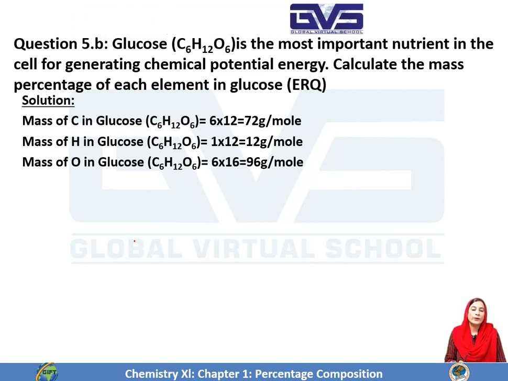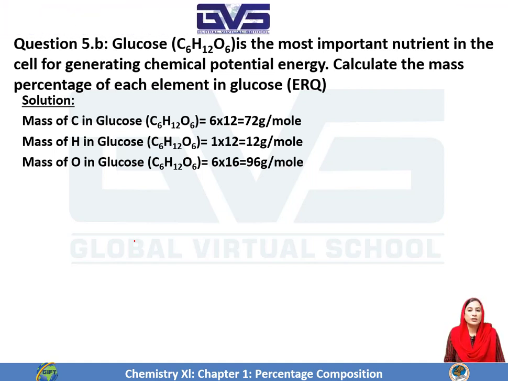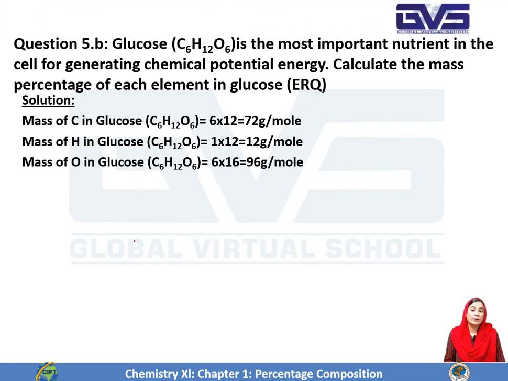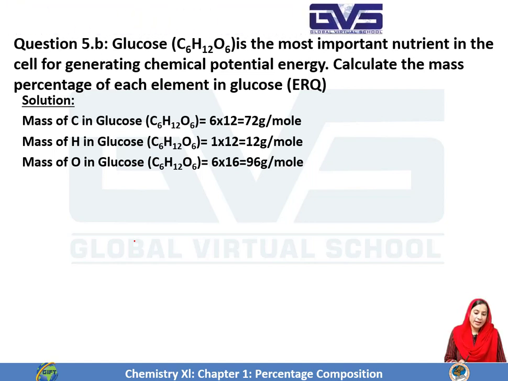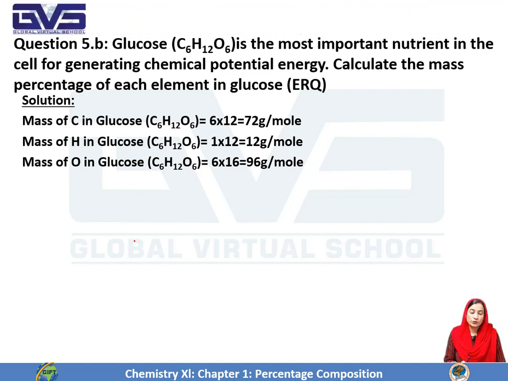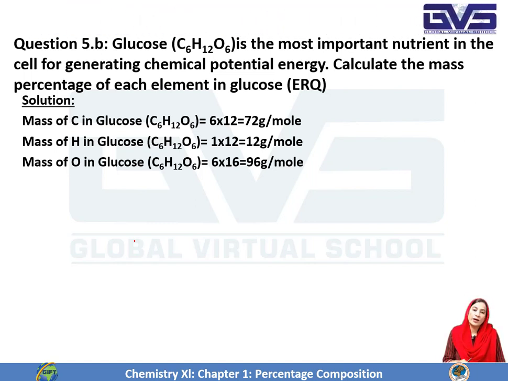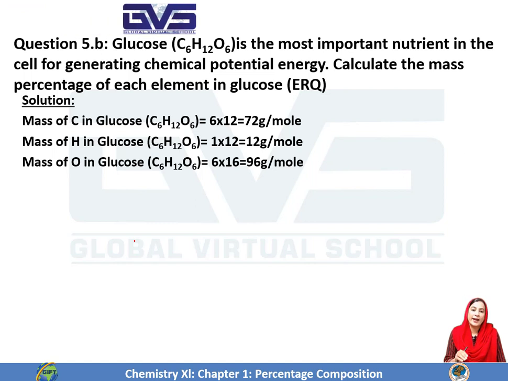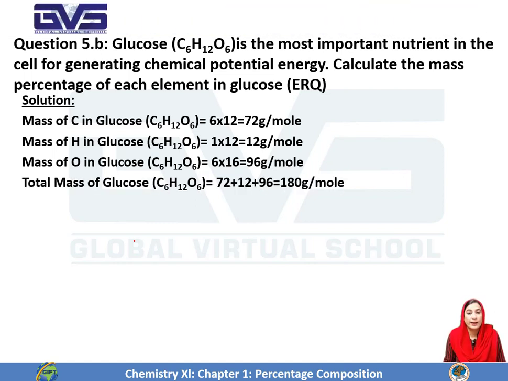And now you have to calculate the total mass of the glucose. We have already calculated in our previous lectures that it comes to 180, but now here we will calculate it again. So the mass of all carbons 72 plus the mass of all hydrogen 12, plus the mass of all oxygen 96. Add these 3 masses, and the answer will be 180 gram per mole.